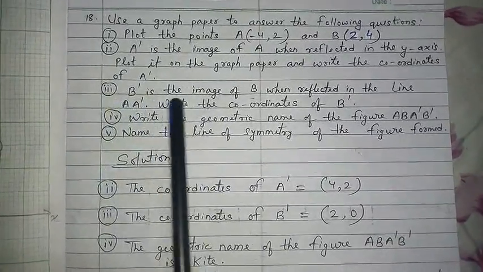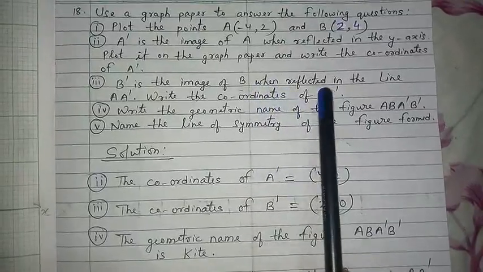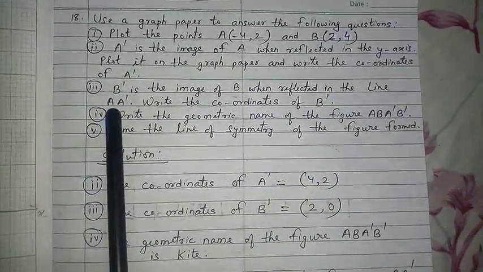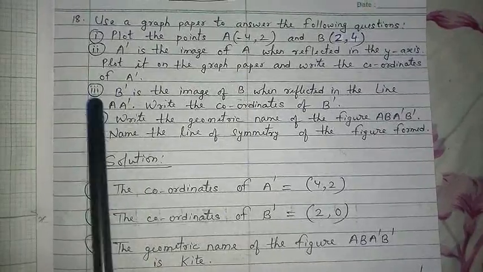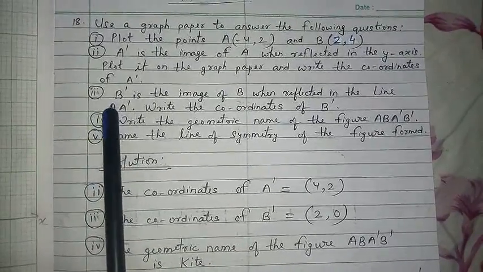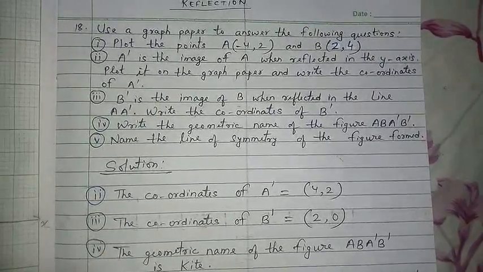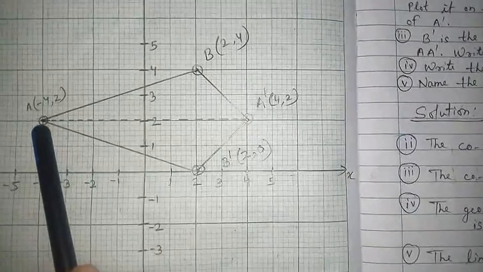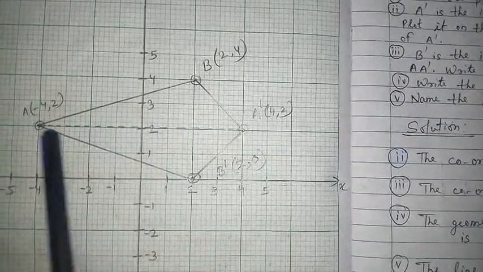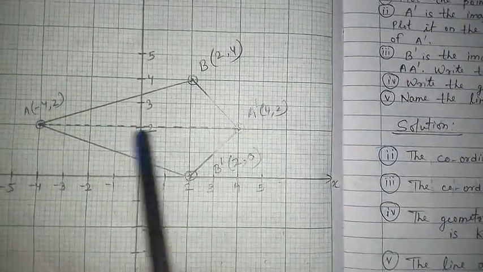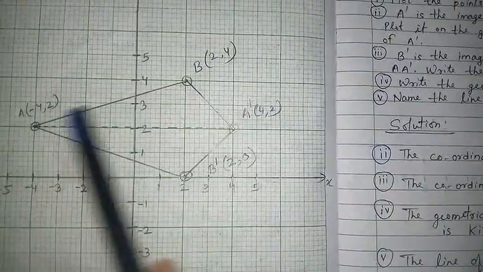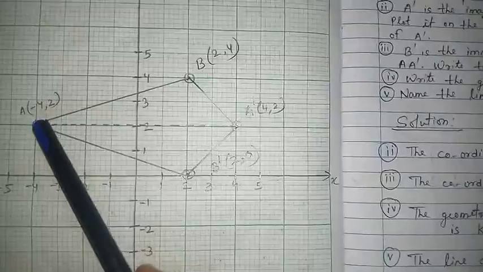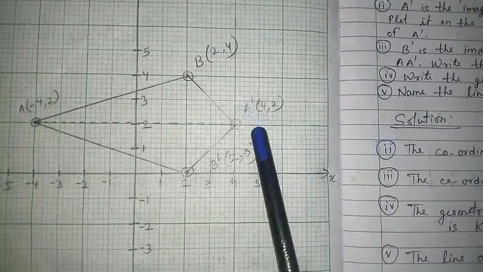Next, number 3. B dash is the image of B when reflected in the line AA dash. Okay, you have to reflect B as B dash, but it should jump AA dash. Now you see, A is here, A dash is here. You join this line in an imaginary form, and B is here. You have to jump this A dash. That means you have to reflect B in A dash.